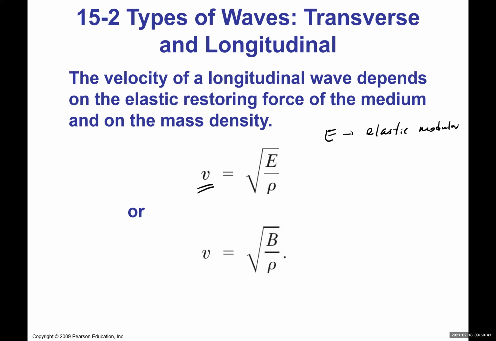So we can use that for this equation. The rho here is the density. And B here is the bulk modulus. Again, rho is its density.